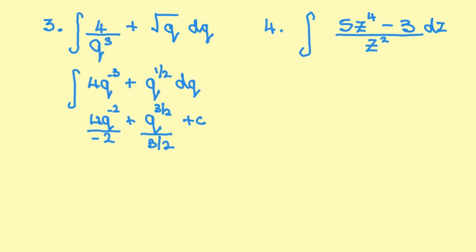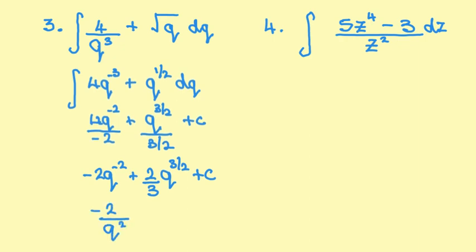4 divided by minus 2 becomes minus 2, q to the minus 2. Flip the 3 over 2 to become 2 over 3, q to the 3 over 2, plus c. If you want to bring the minus 2 back to the bottom, you're left with minus 2 over q squared plus 2 over 3 q to the power of 3 over 2 plus c.